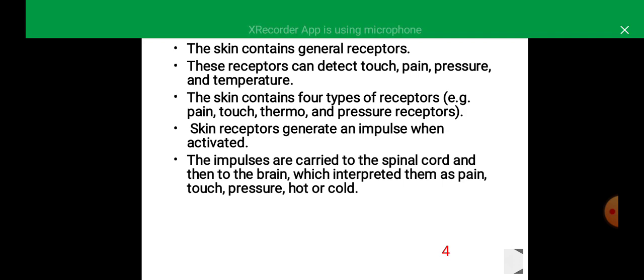The skin as a sense organ. The skin contains general receptors. The receptors can detect touch, pain, pressure, and temperature. So the receptors that detect touch are entirely different from the receptors that carry pain messages to the brain. And the receptors that carry pressure, that means a deep grip on the person, are different from those responsible for pain. And also we have receptors that are responsible for temperature.